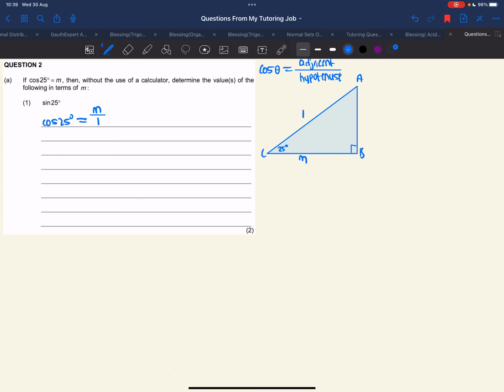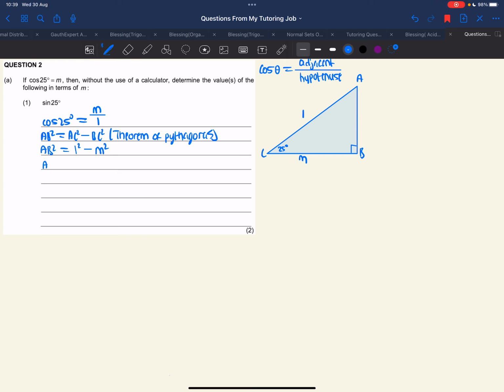Now, to find side AB, I'm going to have to use the theorem of Pythagoras, right? So I'm going to say that AB squared equals AC squared minus BC squared. Theorem of Pythagoras. Then AB squared equals, remember, AC squared is just going to be 1 squared, minus m squared.